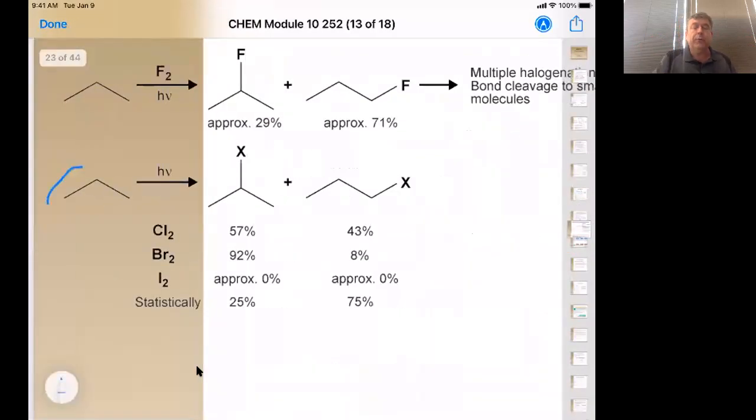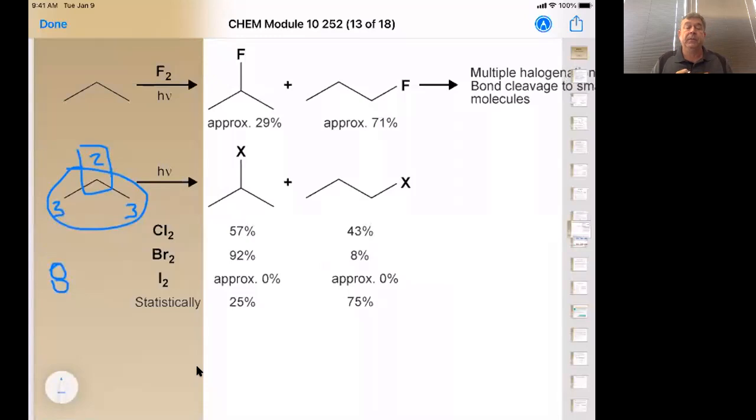If we have this propane, we have a total of three hydrogens here, two hydrogens here, and three hydrogens here, so a total of eight hydrogens that can go. Two of them are secondary and six of them are primary. Statistically, two of the eight sites to react would be the secondaries, which is 25%, and six of the eight sites would be those methyl groups, those primaries, which would be about 75%. Random statistics would give us 25 and 75%, but that's not what is going to happen.